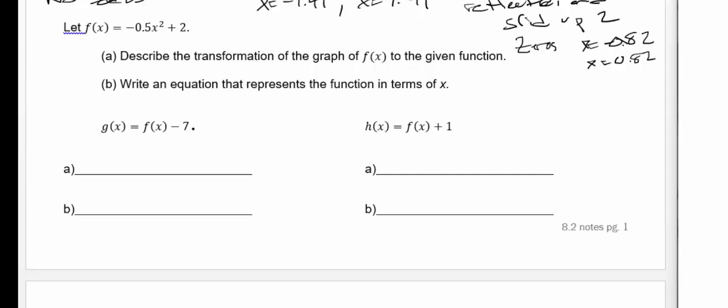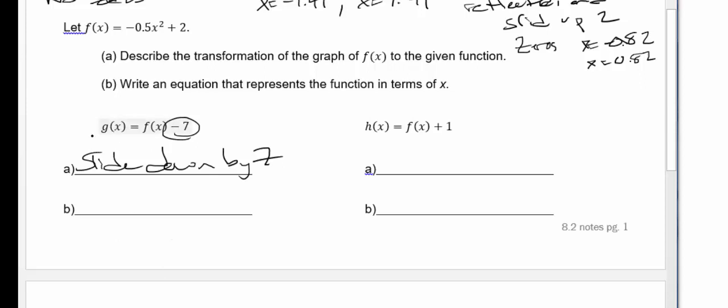To me, it doesn't matter what the parent function is. This subtract 7 on the outside of the function tells me that I'm taking whatever that old function is and sliding it down by 7. So g is going to be whatever this original thing is, but slid down 7.